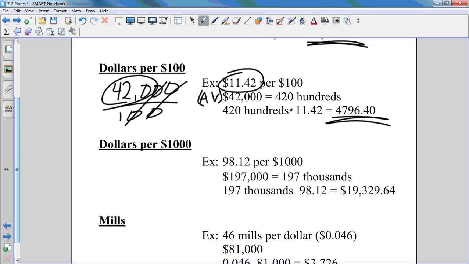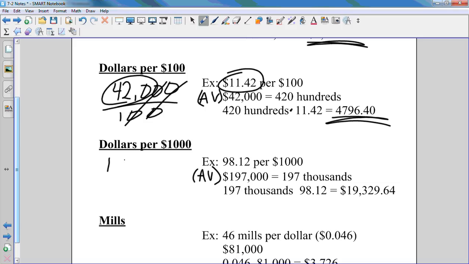Dollars per 1,000, you solve it the same way that you do dollars per 100, except you divide by 1,000. For this example, suppose I have a pretty nice house, maybe a $250,000 or $300,000 house, and my assessed value is $197,000, or I own maybe 50 acres, and the assessed value for my house and all my acres is $197,000. Well, how do I find how much I owe?